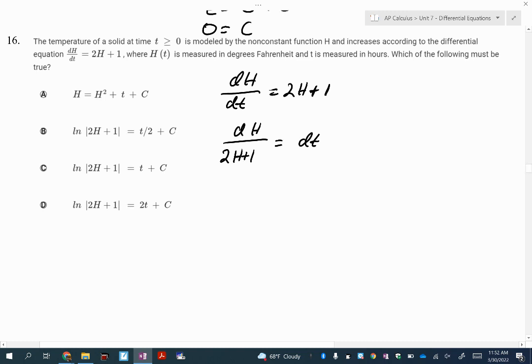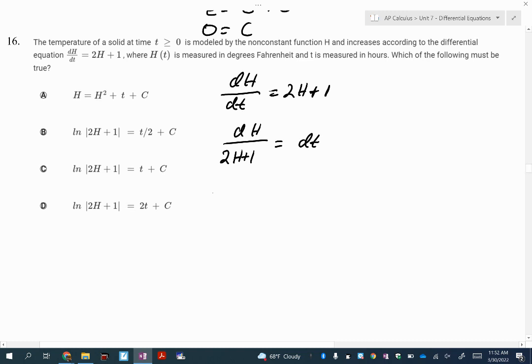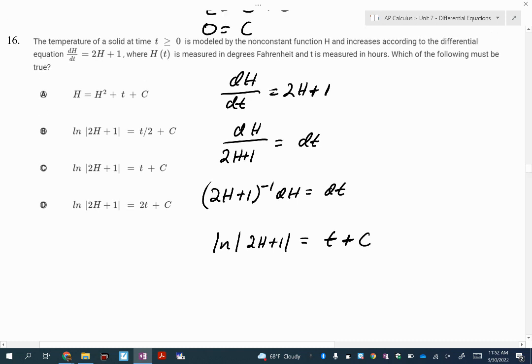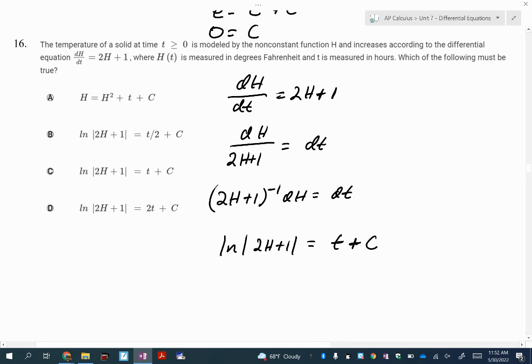Okay, and like I said before, if you rewrite this as 2h plus 1 to the negative first power times dh, you'll see very similar to what we did in 15, that it's the natural log of the absolute value of 2h plus 1. And then if we do the integral of dt, we get just t plus our constant. So actually, this is as far as you need to go in this answer choice. They're not making you go any further. So in this case, we're going to pick answer choice C.